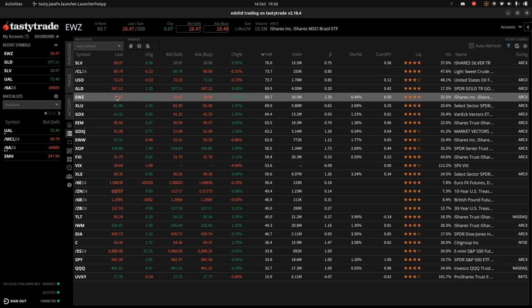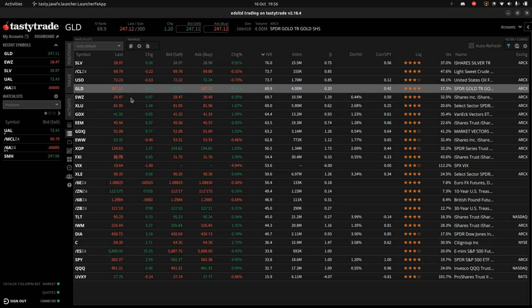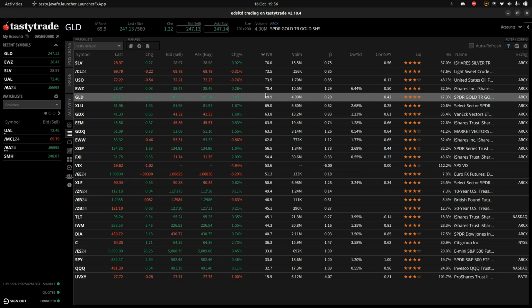So another thing to keep in mind is the size of the underlying. This is trading at $28. GLD is trading at $247. The more you do this, you'll get a feel for it. You want to pick something that is of a healthy size with a healthy IV rank and a healthy implied volatility. It's not just straightforward. You wouldn't want to code software to pick something for you. You can, but there is a bit of intuition involved.